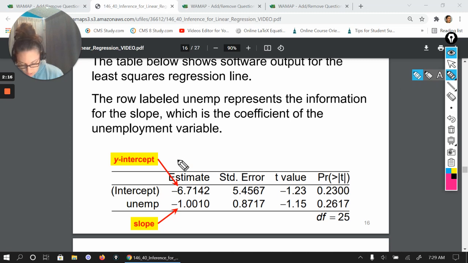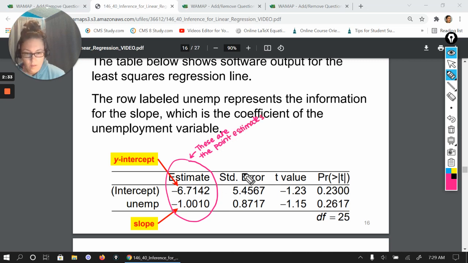So this first column where it says estimate, these are the point estimates. Okay, in this column where it says t-value, these are the test statistics. And then this column where it says Pr, these are the p-values.